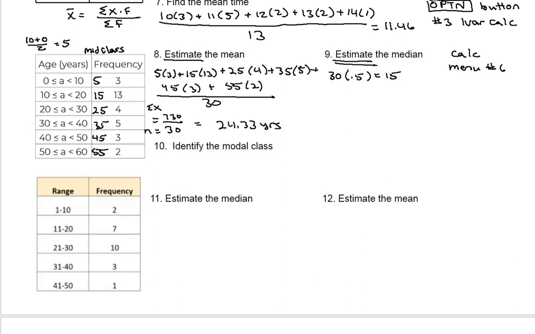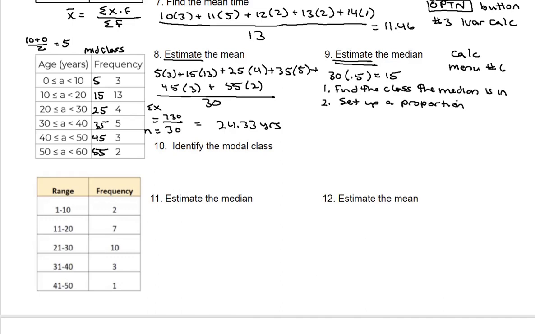piece of data. So now what I'm going to do is go and look at the different classes and find out where the 15th piece of data is going to be. And if you see, the first class has got 3 pieces, and then the second class has got 13. The first 2 classes both added together have 16 pieces of data. So clearly the 15th piece of data is going to be somewhere in this class of 10 to 20.